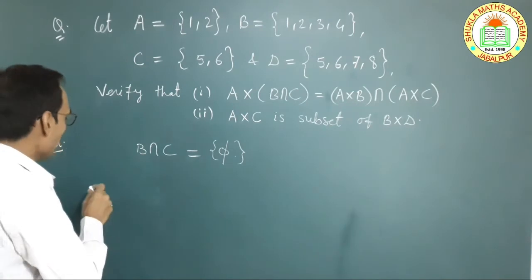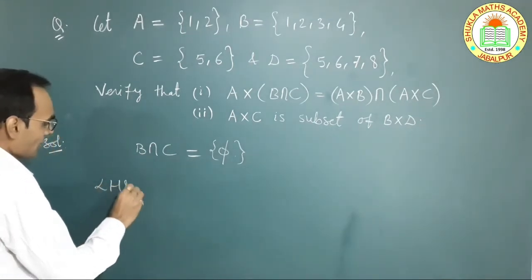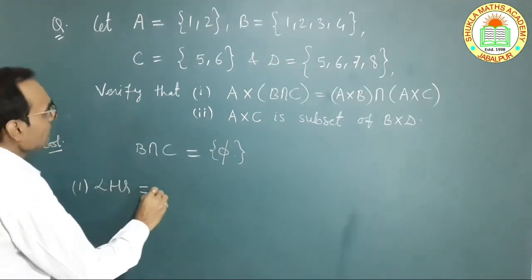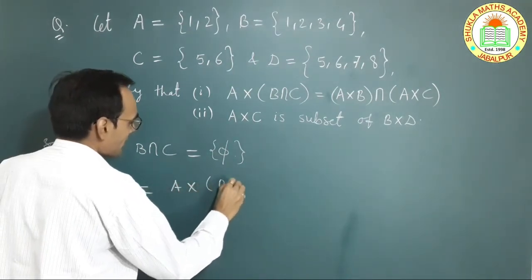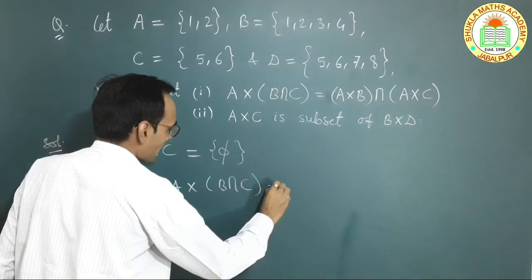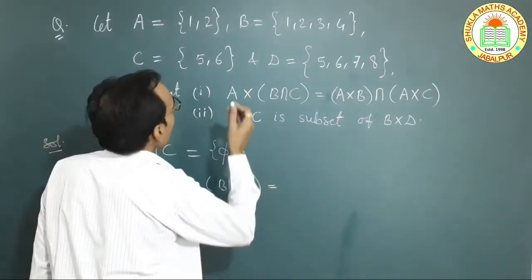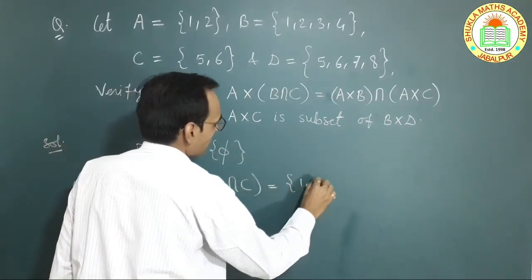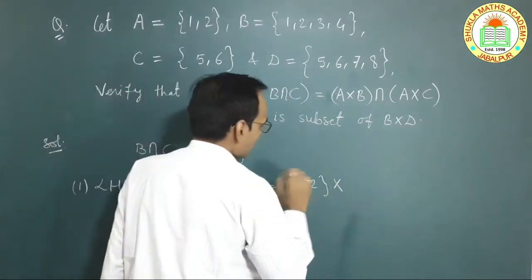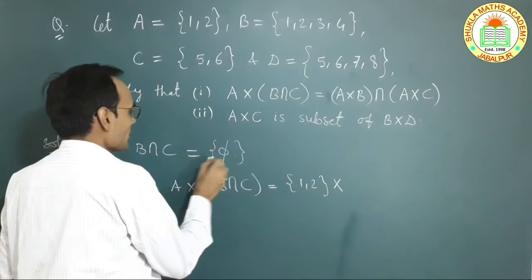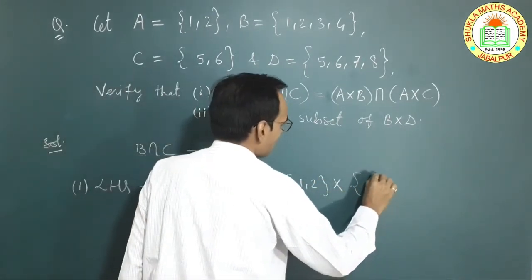And after that we will find the left hand side of the first one. This is A cross (B intersection C). Okay, so our A is the set {1, 2} and cross B intersection C. B intersection C is phi, right?